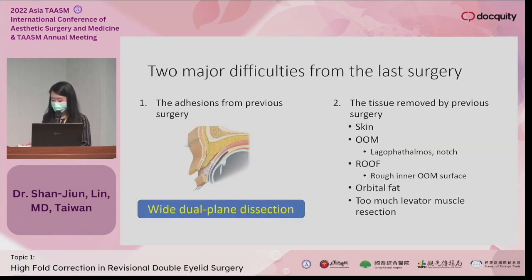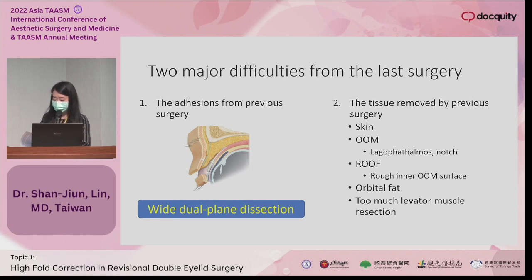There are two major difficulties from the last surgery. First is the adhesions. Now we know we can use the dual plane dissection to solve it. The second is the tissue removed by previous surgery, including skin and OM. Too much OM removal will lead to lagophthalmos or a notch on the double eyelid line, and roof orbital fat or too much levator muscle resection. The removed tissue increases the difficulties and unpredictability of the second surgery.